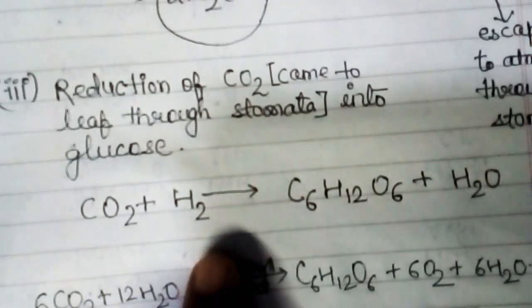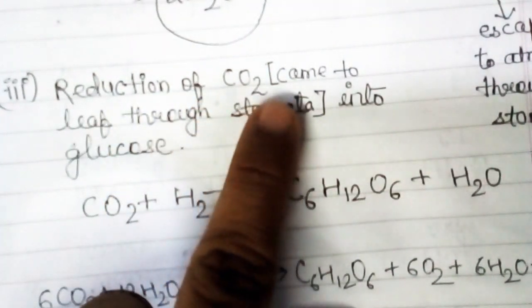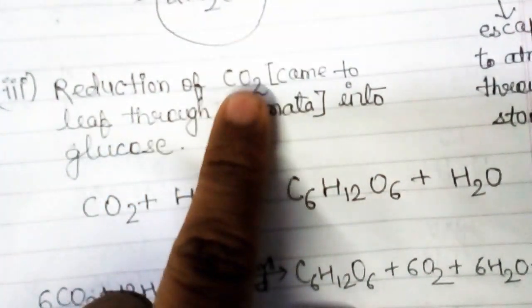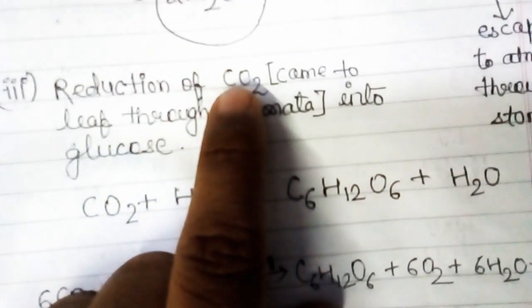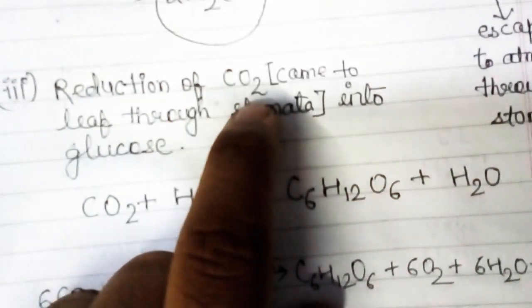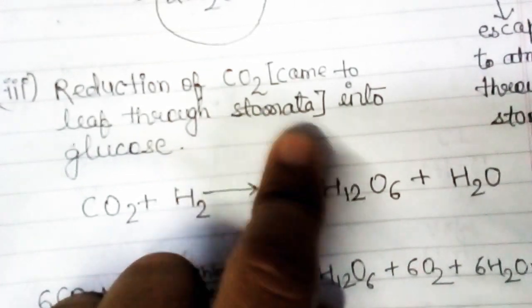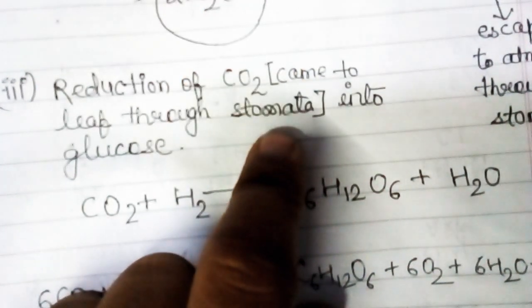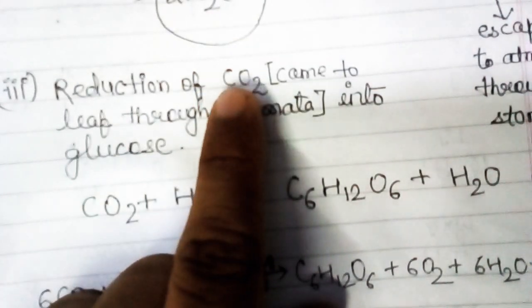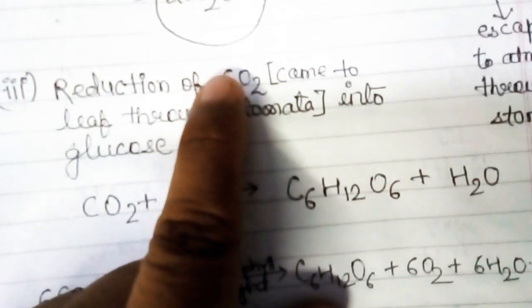In the third step, reduction of carbon dioxide is done. Now the question comes, from where did this carbon dioxide come inside the plant? This carbon dioxide came inside the plant through stomata, which are present on the leaf surface. So the stomata open and absorb carbon dioxide from the atmosphere.